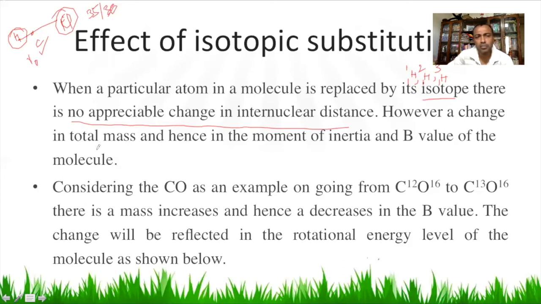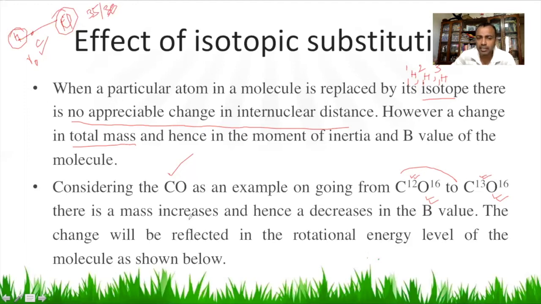However, the change in total mass, and hence the moment of inertia of the molecule, leads to a difference. Let's discuss one example, carbon monoxide, going from carbon-12 to carbon-13. Here it is carbon-12, and here I am changing it to carbon-13. Let's keep the oxygen the same: oxygen is 16 here also. So there is a mass increase, from 12 to 13.